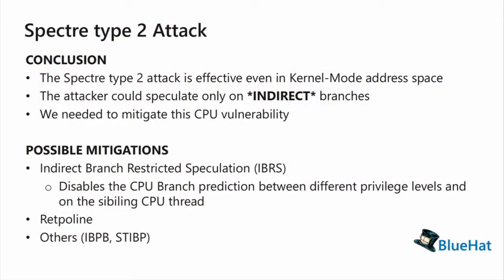There are even other possibilities, like using IBPB and STIBP, which are still hardware mitigations. Or otherwise, we can use Retpoline. The difference between IBRS, IBPB and STIBP is minor. STIBP disables the branch predictor only between threads and not between different privilege levels. IBPB instead disables it completely and flushes the branch predictor buffer. But they are not important at this stage.